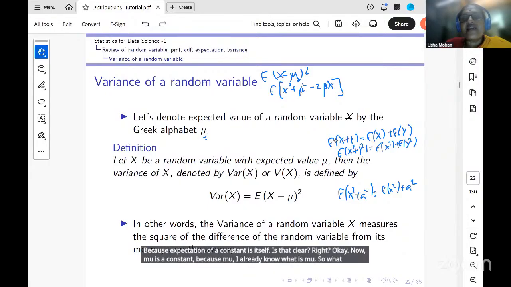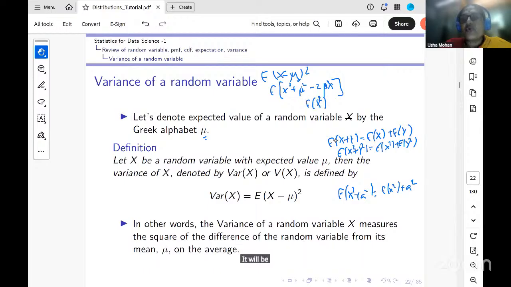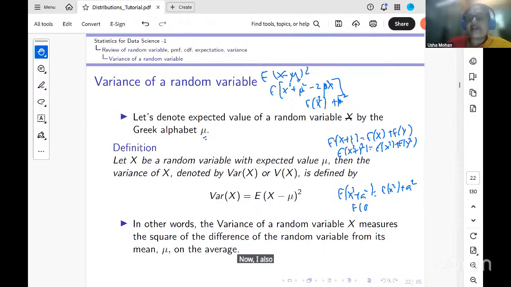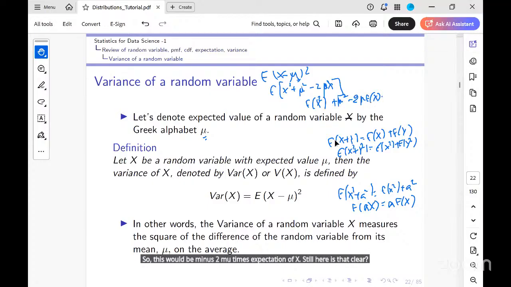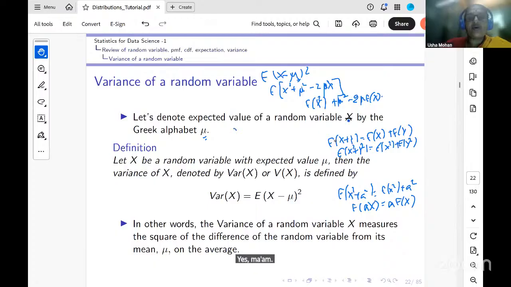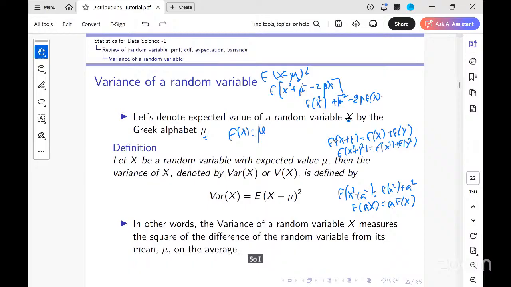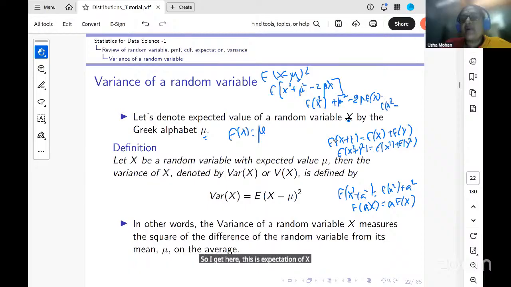If I expand this, what is expectation of X square plus mu square? It will be expectation of X square plus mu square, because it's a constant. I also know expectation of a constant times X is A times expectation of X. So this would be minus 2 mu times expectation of X. Till here, is that clear? But what is expectation of X? I already know expectation of X is nothing but mu. So I get here expectation of X square minus mu square.